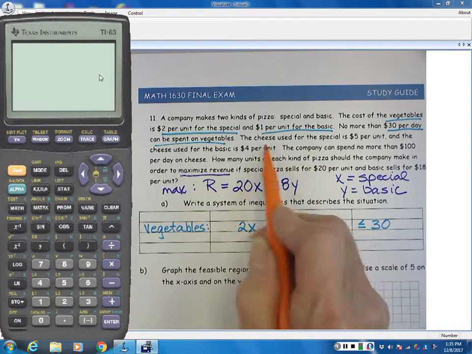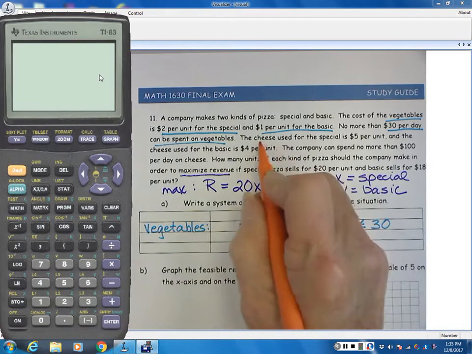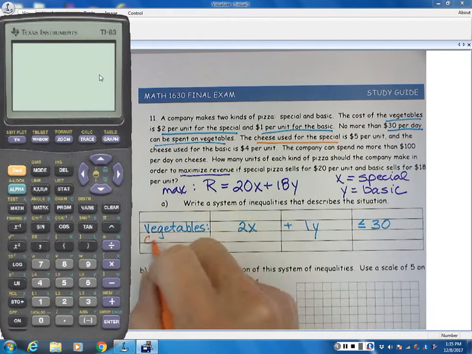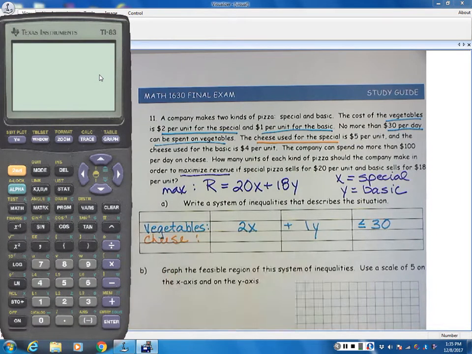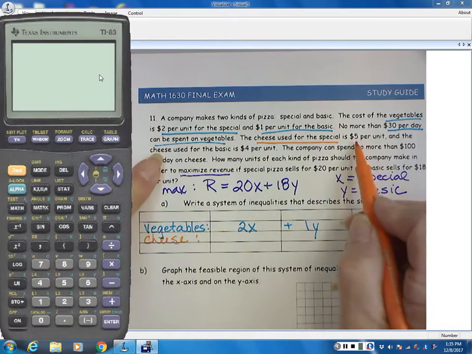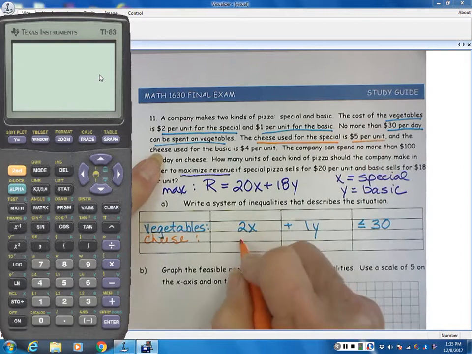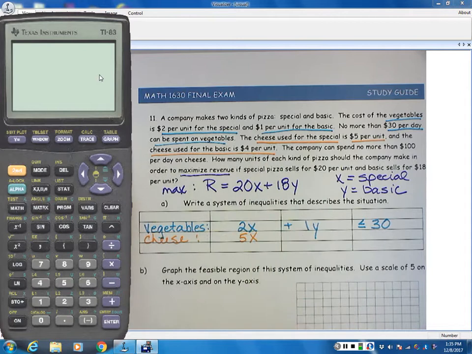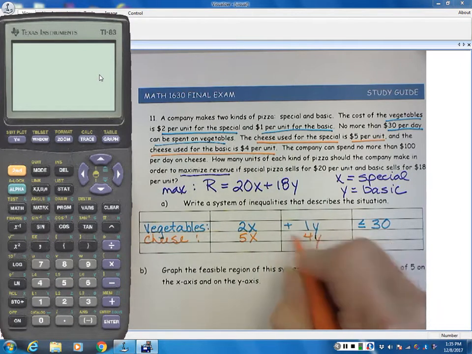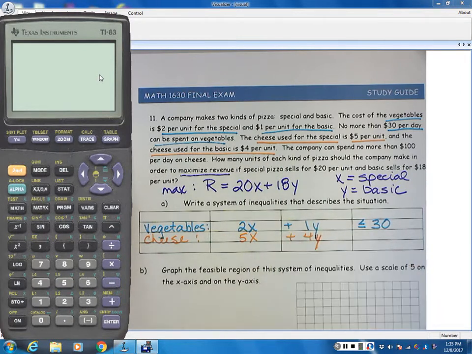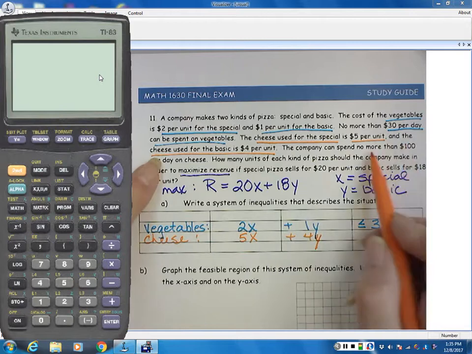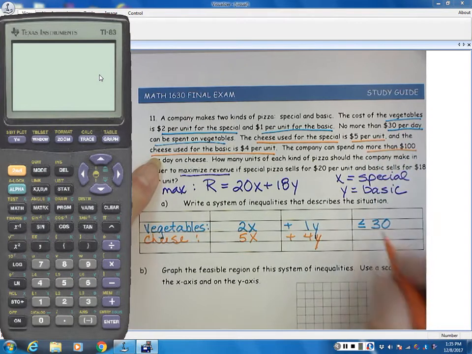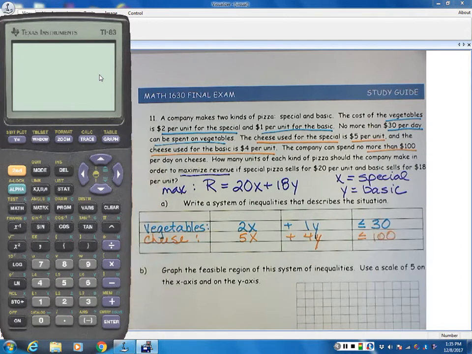Next sentence says cheese. So for the cheese, $5 a unit on the special, that'd be 5 times x. Basic is 4 times x, or 4 times y, I'm sorry, not x, y. And the total amount they can spend on cheese is $100. So now we need to figure out how many pizzas they need to make.